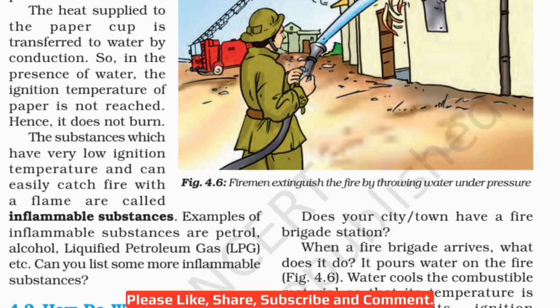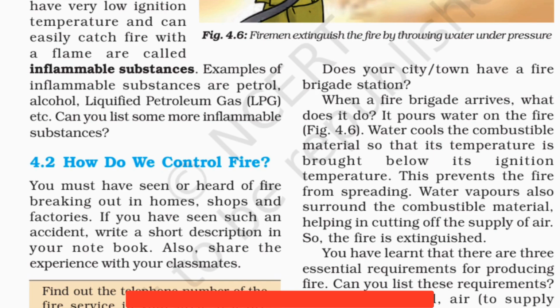And if you want a list of some more inflammable substances, you can add CNG, then you can add kerosene oil, then zinc powder, then propane, butane, acetone, etc. Right? Now the next topic.